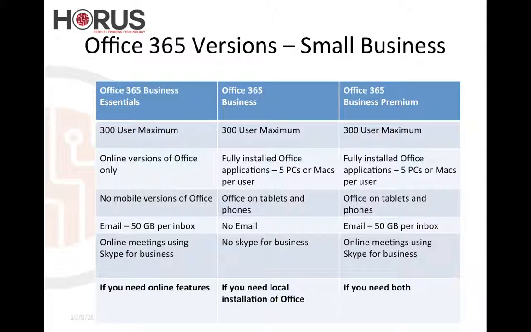So there are three different key versions of Office 365 for small business. The first one is called Office 365 Business Essentials. The second one is called Office 365 Business. The third one is called Office 365 Business Premium. Now, one thing to note, and the reason this is key and targeted towards small business is because all three of these have a maximum allowed user base of 300 users. So you're not allowed any more users than that.